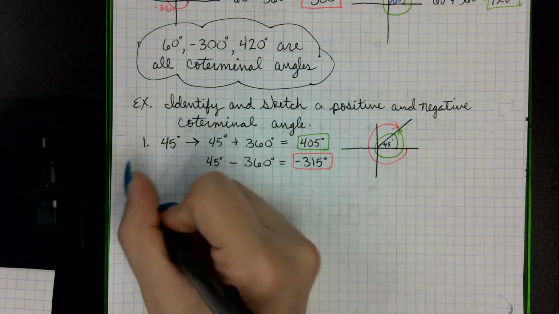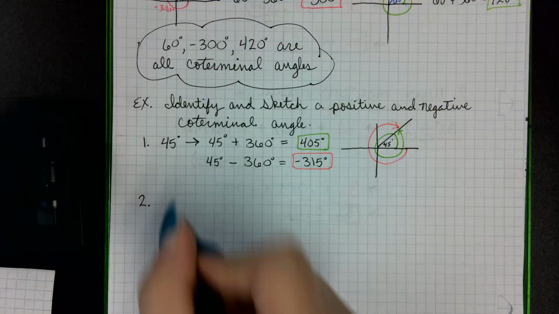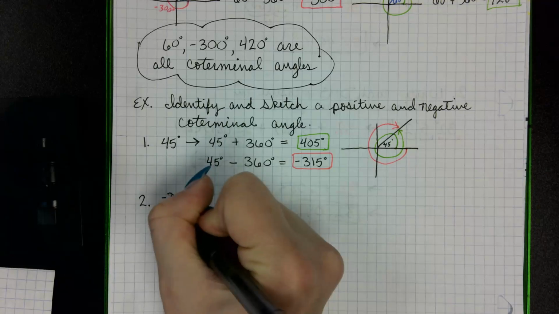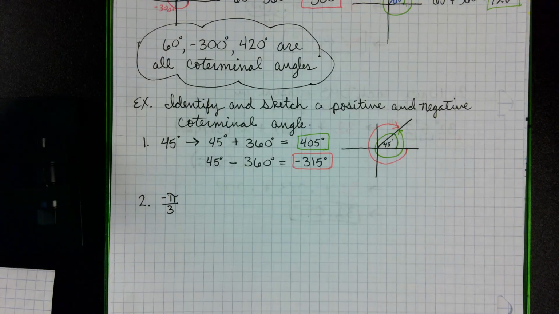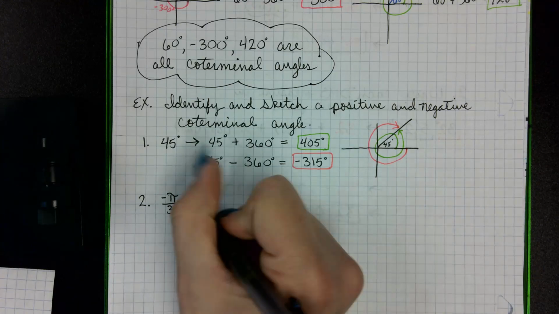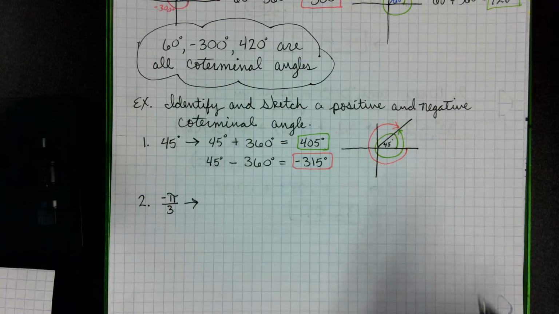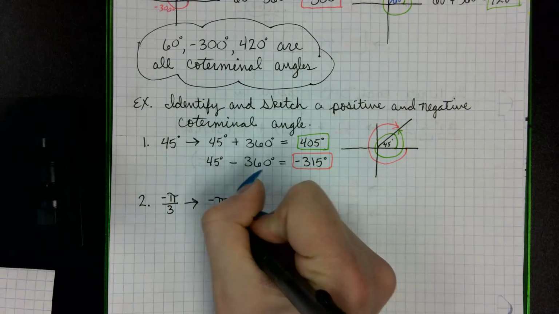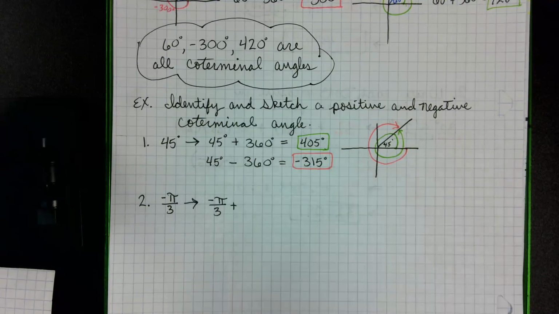All right, so if we do it in degrees, then we also need to look at this in radians. So negative pi over 3. If you have negative pi over 3 as your angle, when you go through the same steps, we add one time around the circle. So negative pi over 3 plus one time around the circle. In degrees that is 360 degrees. So what's one time around the circle in radians? 2 pi, yes. So we're going to add 2 pi.